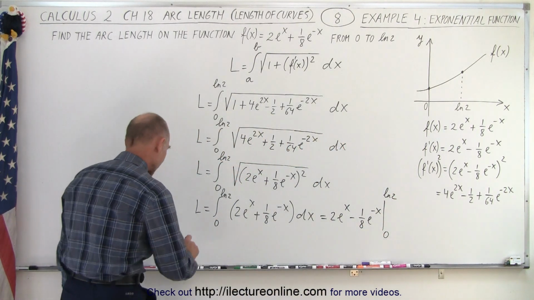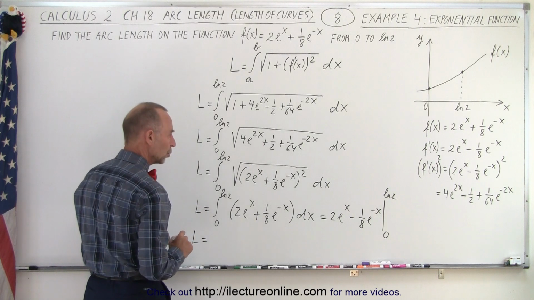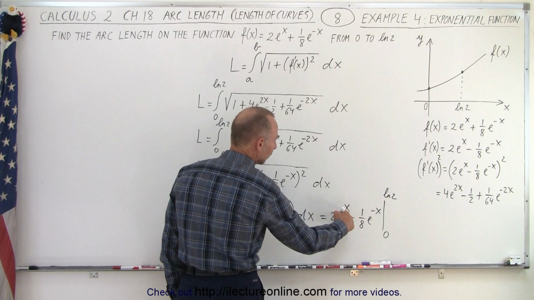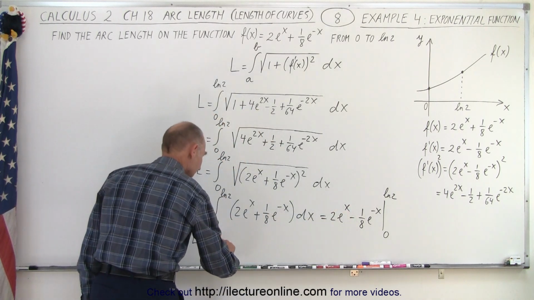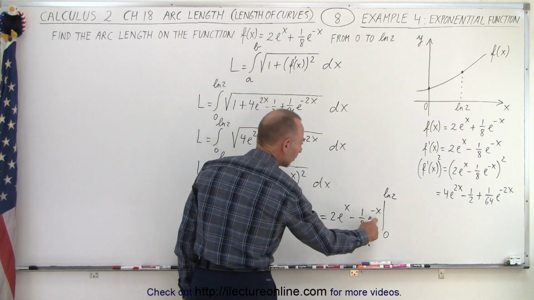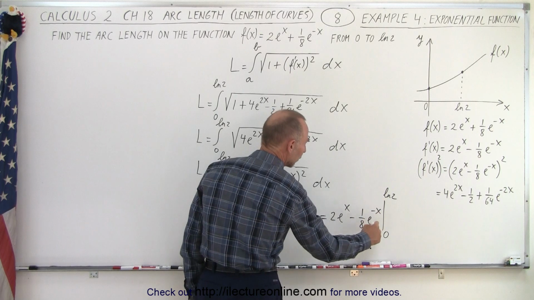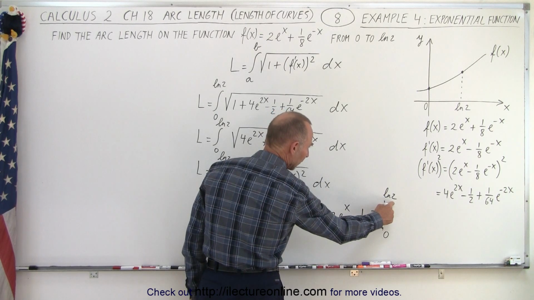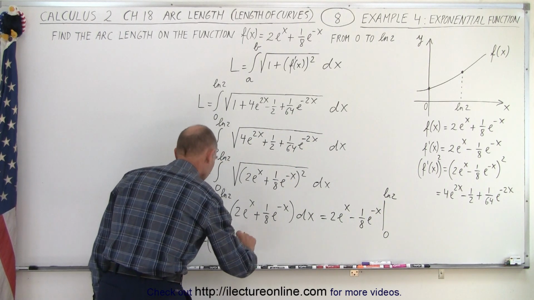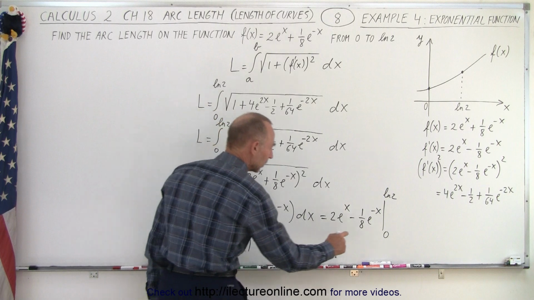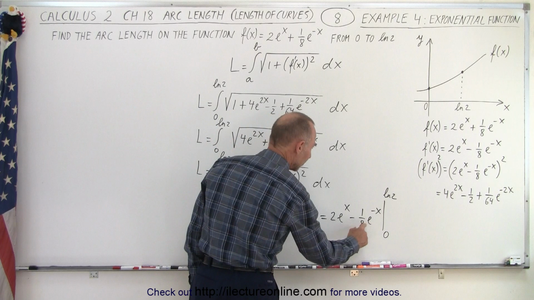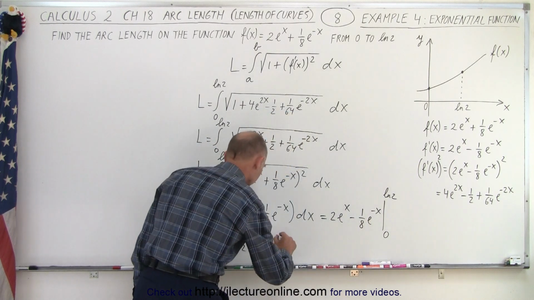All right, now we evaluate that, so we get L is equal to, when we plug in the upper limit, we get e to the natural log of 2, that negates each other, so that's 2 times 2 is 4, minus 1/8 times e to the minus natural log of 2, that's the same as 1 over e to the x evaluated at natural log of 2, that gives us 1/2, so times 1/2, minus, when I plug in the lower limit, e to the 0, that's 1, so I get 2, and minus, this becomes 0 again, 1/8.